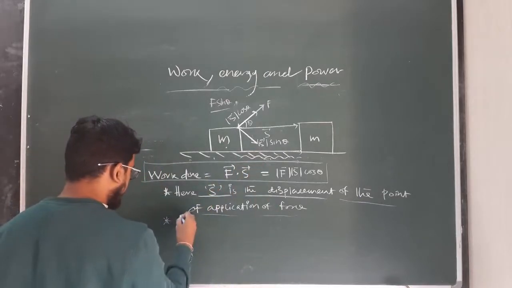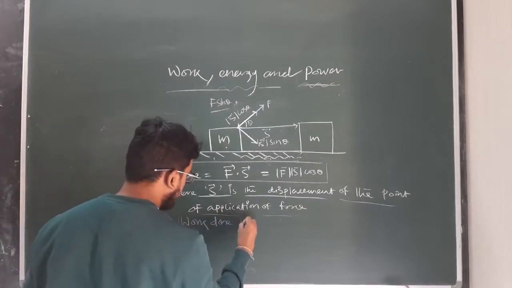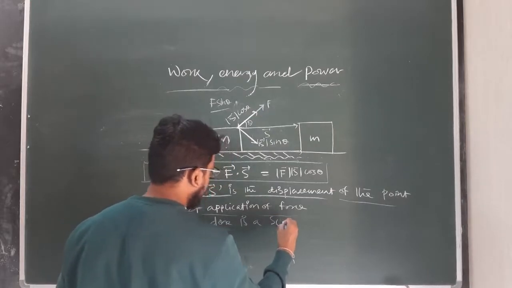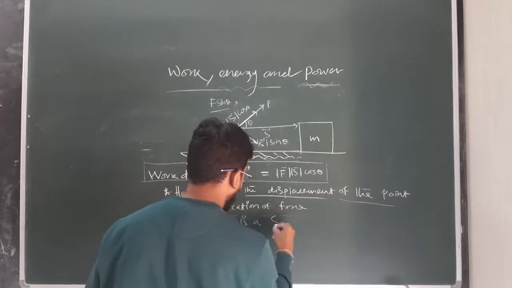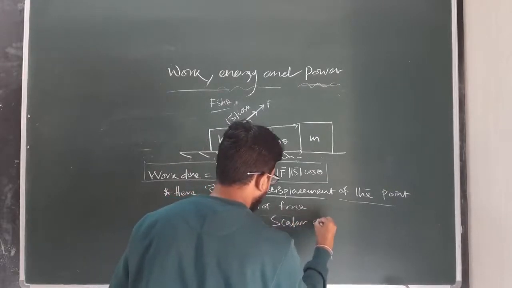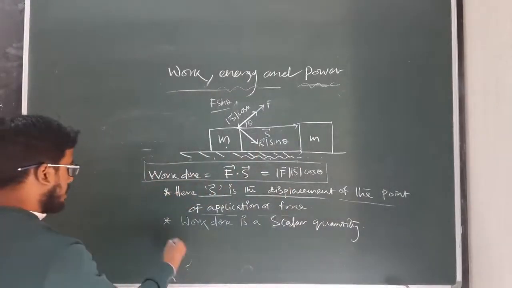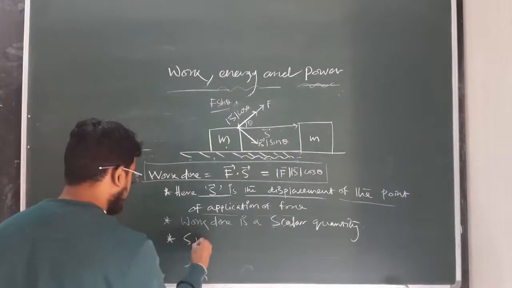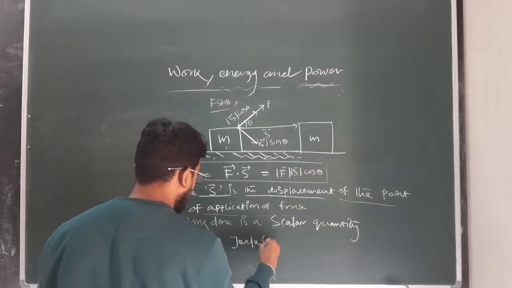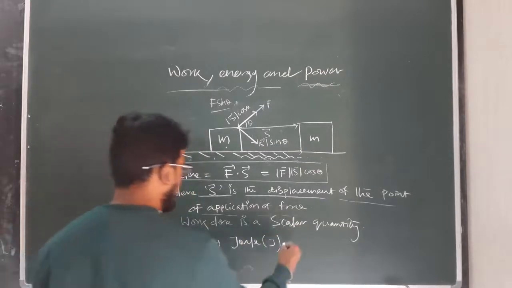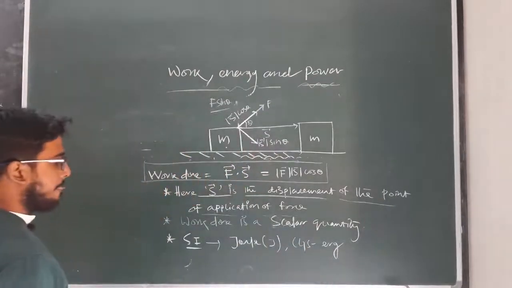Clear? Next, as work done is defined as the dot product of two vector quantities, it is a scalar quantity. Work done is a scalar quantity. Unit in SI system, it has unit joule, denoted by capital J. In CGS system, it has erg. Okay, clear?